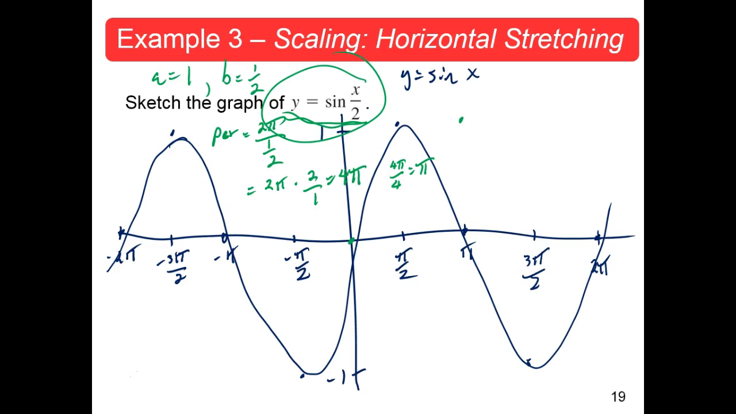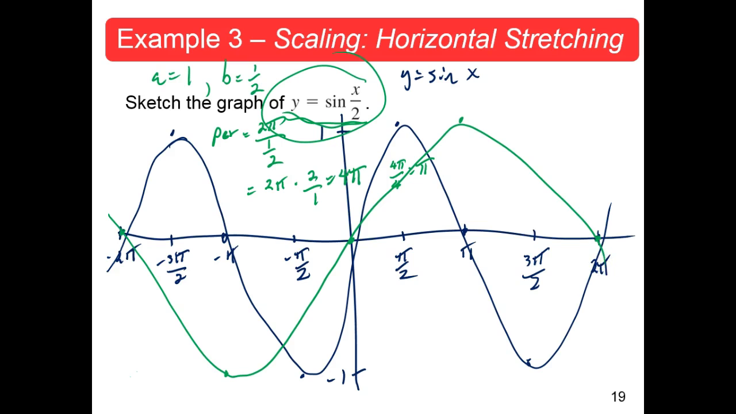And it goes back down to 0 at another quarter period, right? So that will be at 2 pi. Going in the opposite direction, it reaches a minimum at minus pi and back here. So here's how the new graph looks.